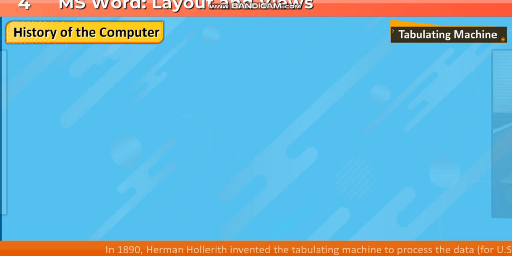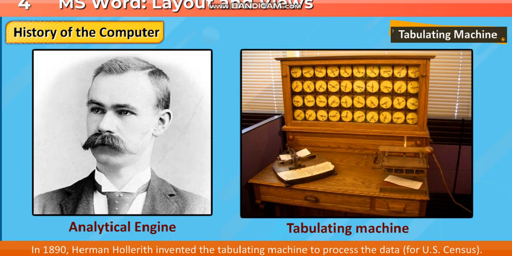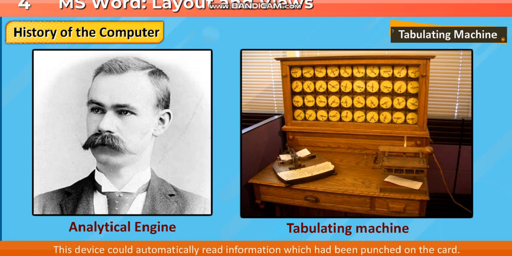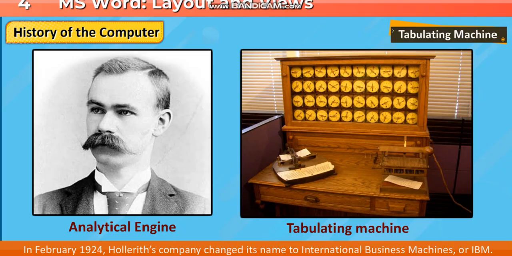Tabulating Machine. In 1890, Herman Hollerith invented the tabulating machine to process the data for the U.S. Census. This device could automatically read information which had been punched on the card. In later years, Hollerith's machine became very useful for a wide variety of statistical applications. In February 1924, Hollerith's company changed its name to International Business Machines, or IBM.